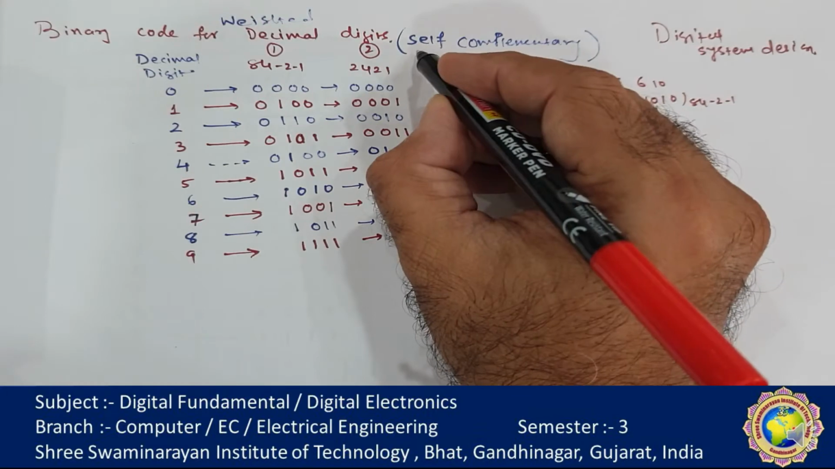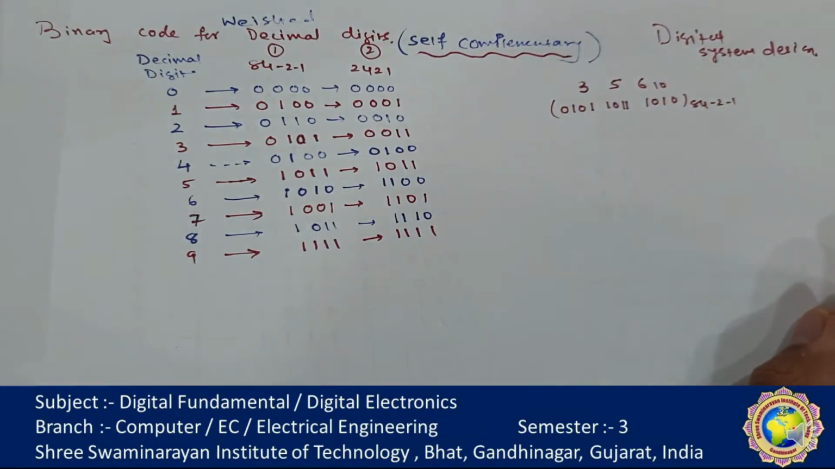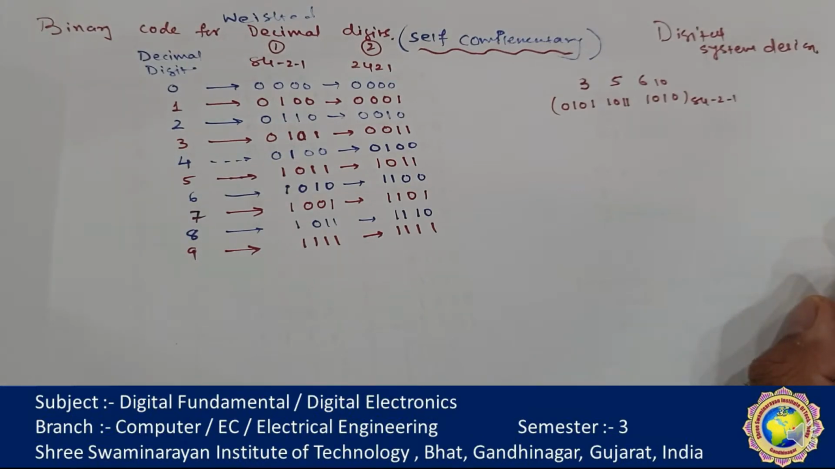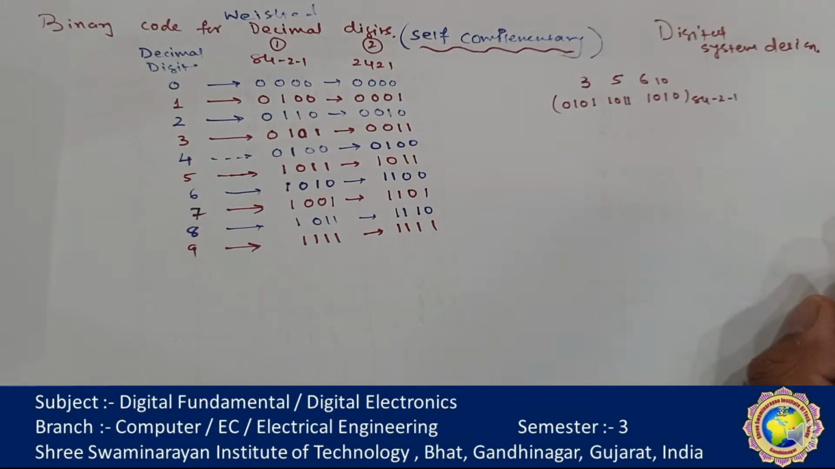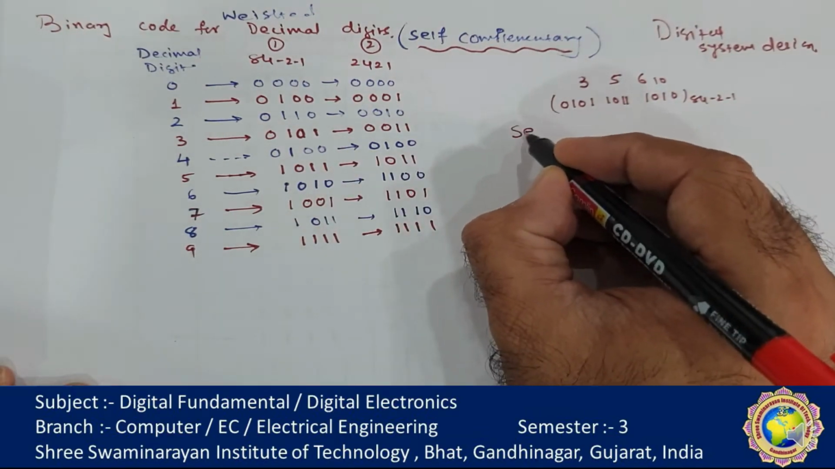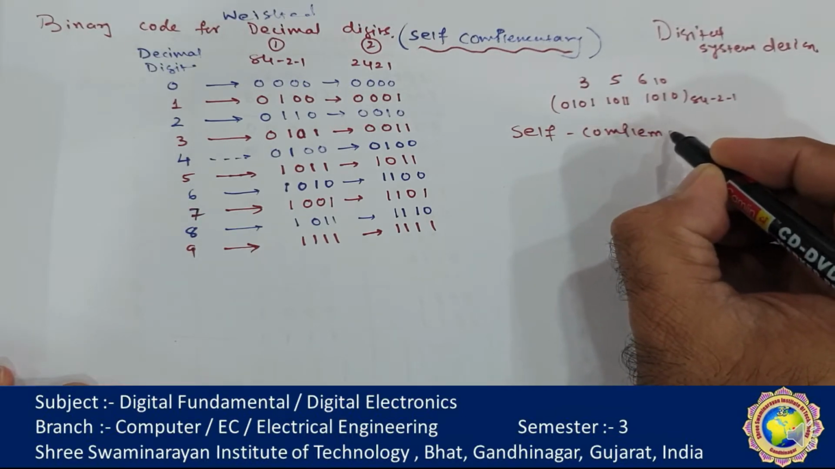But here we identify one new term. The advantage of this is that it is self-complementary. As we discussed earlier, the complement is useful for the subtraction method. And we also discussed that the r minus 1's complement is the best thing, because it is simple: 1 is replaced by 0 and 0 is replaced by 1. So how can it be self-complementary? The question arises.